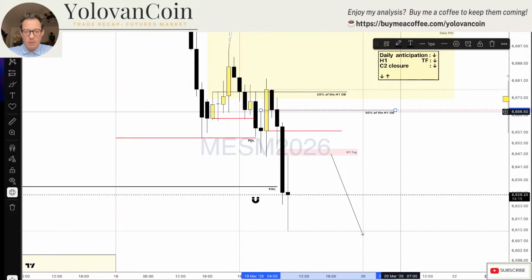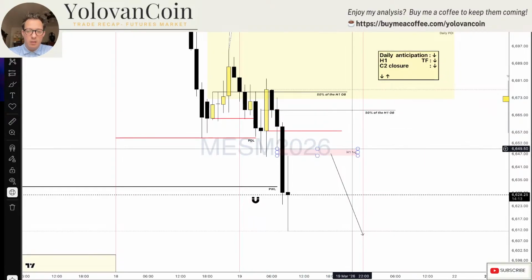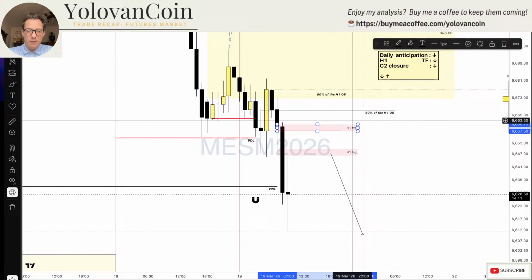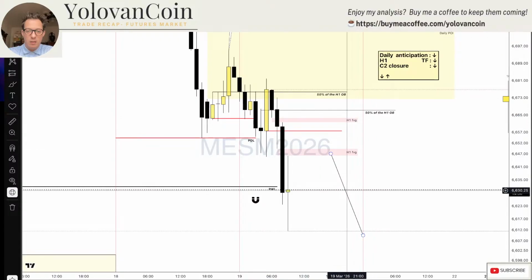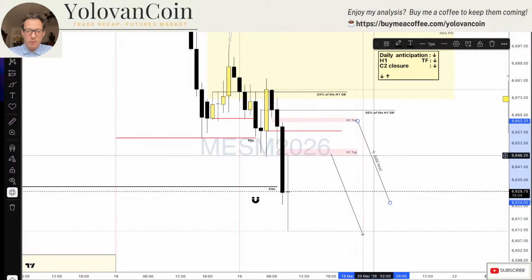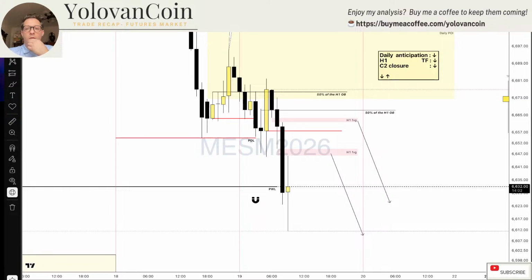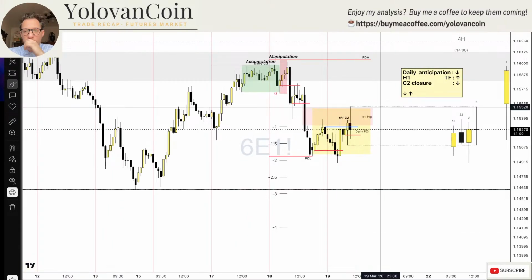Maximum here, which is kind of ideal because we have this fair value gap here, guys. Okay, so I can anticipate short from that level or that level. No financial advice, right?